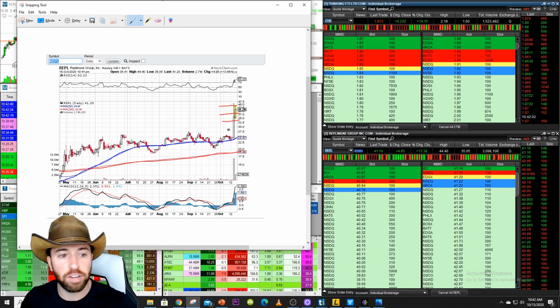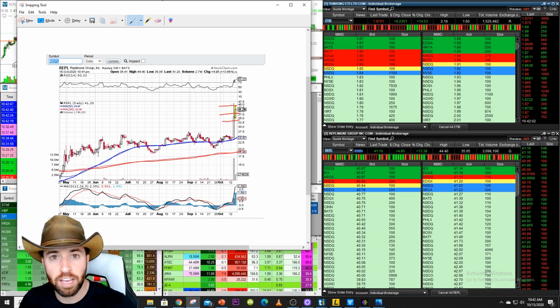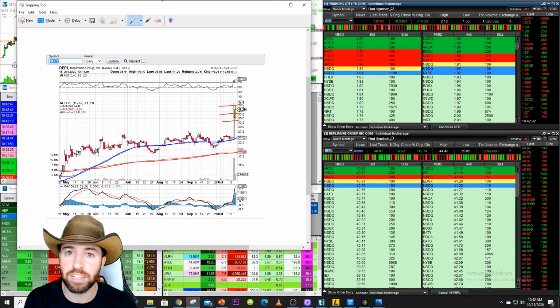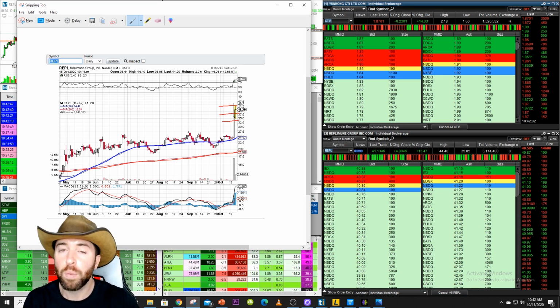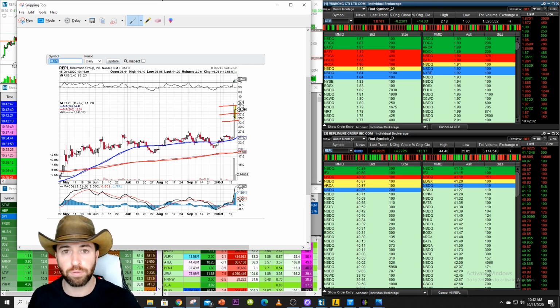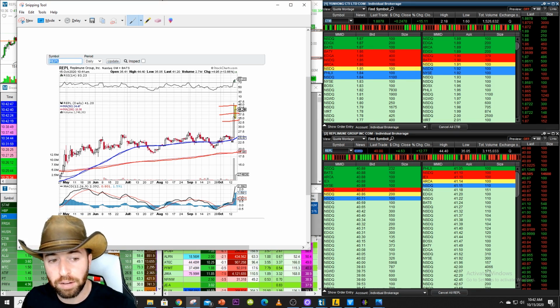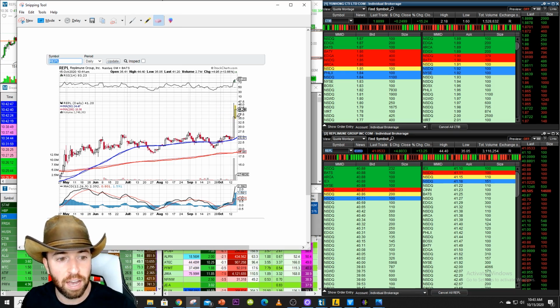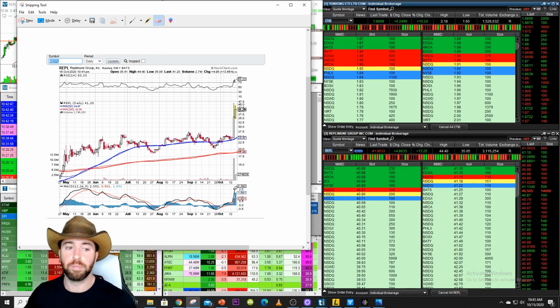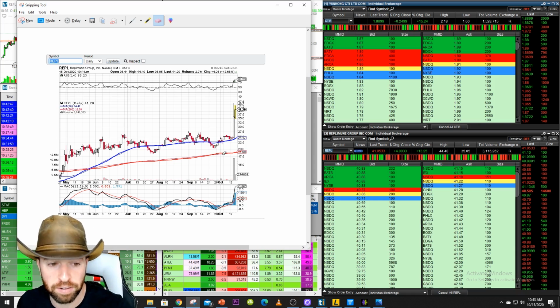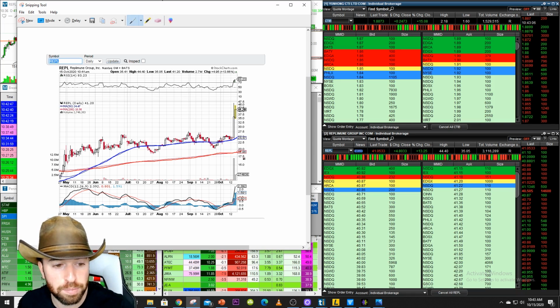It's not like REPL is hitting its moving averages, because when we use these moving averages, and we're going to dive into them a little bit more, we use them as more of support and resistance. When we're above the moving averages, as we are right now, they hold as a very nice support line. If we are below the moving averages, they usually hold up as a very nice resistance line. But more to that coming up momentarily.